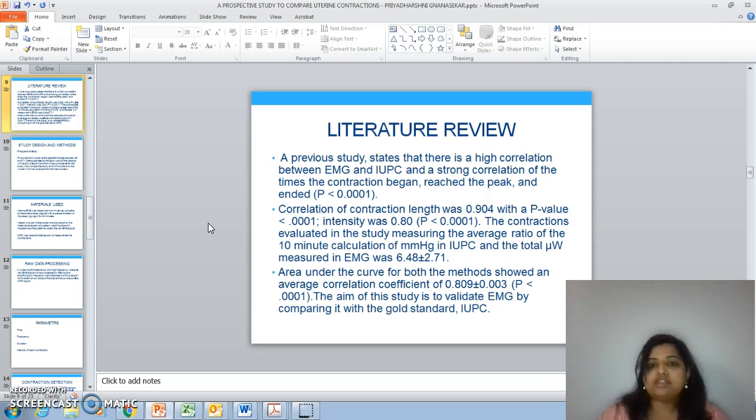I've done a little literature review on this project. A previous study states that there is a high correlation between EMG and IUPC, and a strong correlation of the times the contraction began, reached its peak, and ended, with P less than 0.001. That P value is very significant. The correlation of contraction length was 0.94 with a P value of less than 0.001, which says the significance is really good.